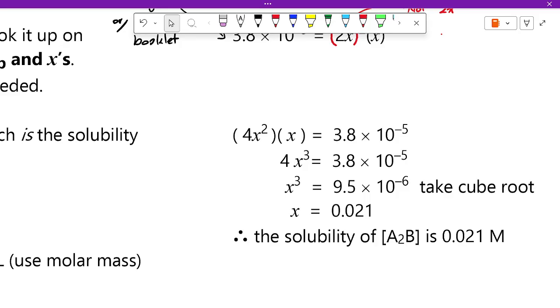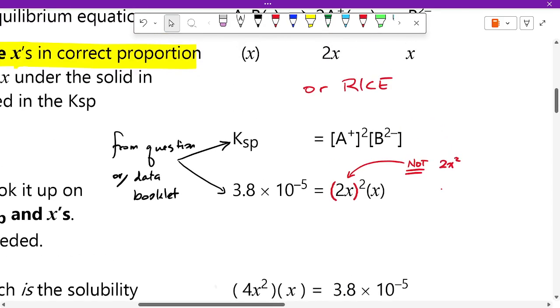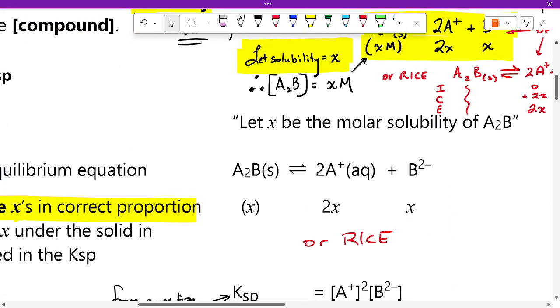Okay, we do our math, and we end up with x is equal to 0.021. And then we go back and we say, what were we asked for? We were asked for the solubility. So if x is 0.021, and look at us writing a let statement up here. Let x be the molar solubility of A2B.